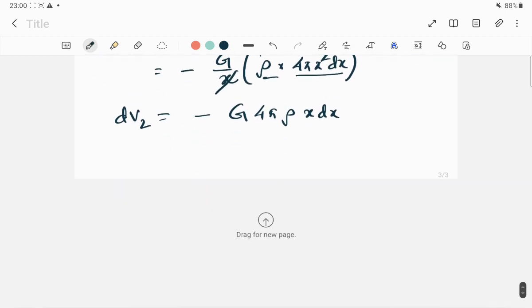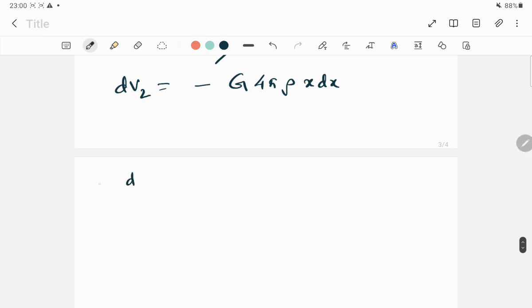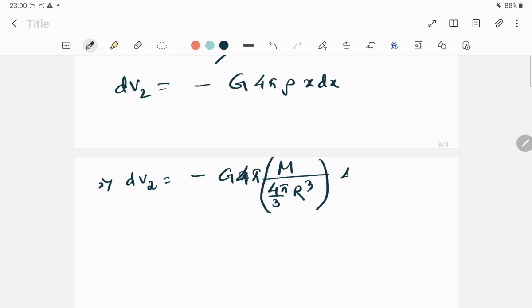We can further put the value of rho. This implies dV2 is equal to G 4 pi, and rho means capital M by 4 by 3 pi R cube. This is from equation 1, and this is x dx.